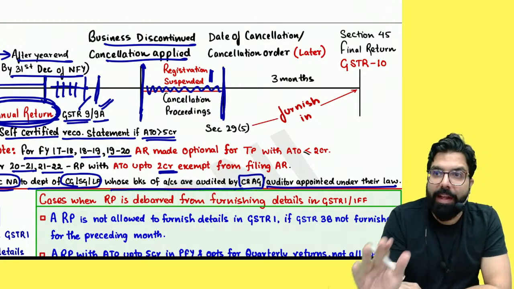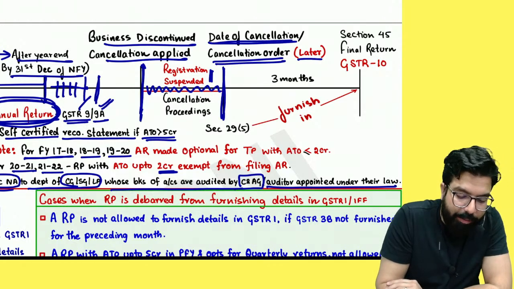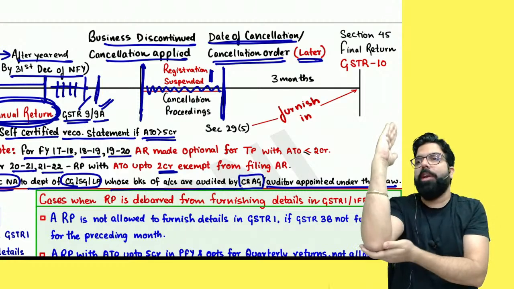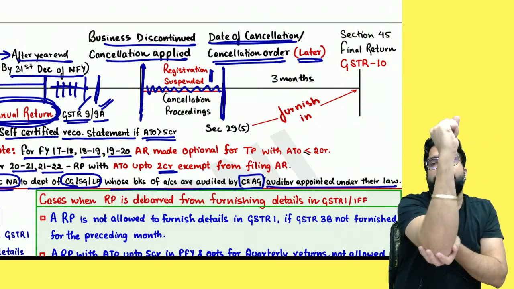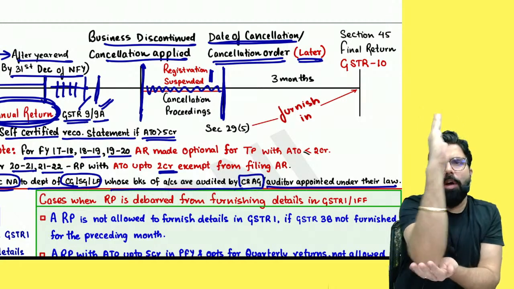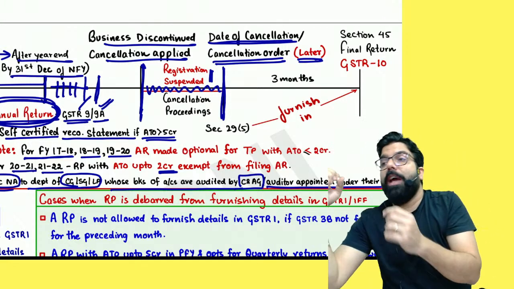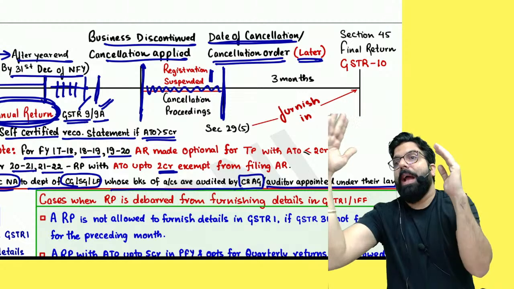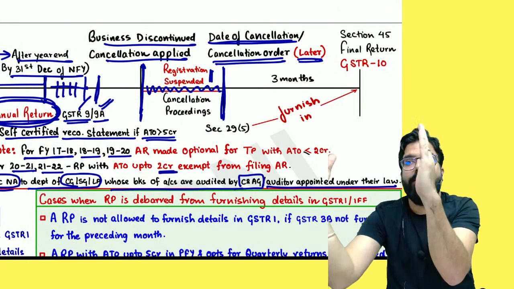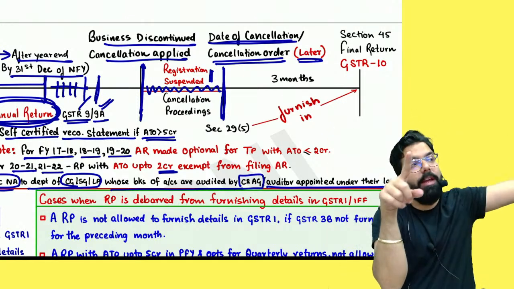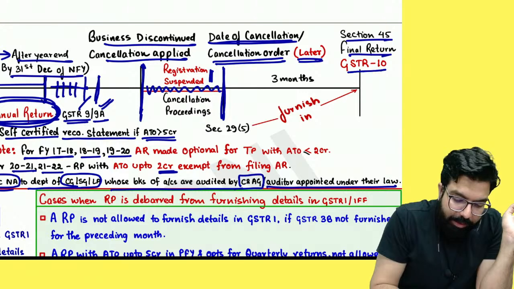Now, everyone listen to me very carefully. Once your registration is cancelled, from the date of cancellation or the cancellation order, whichever is later. For an example, the cancellation order came today and the government went ahead and cancelled your registration from a prospective date or might be a retrospective date. So whichever is later, from that day, within 3 months, you have to file one return, which is a bye-bye return to GST, which is known as what, everyone? Final return, GSTR.